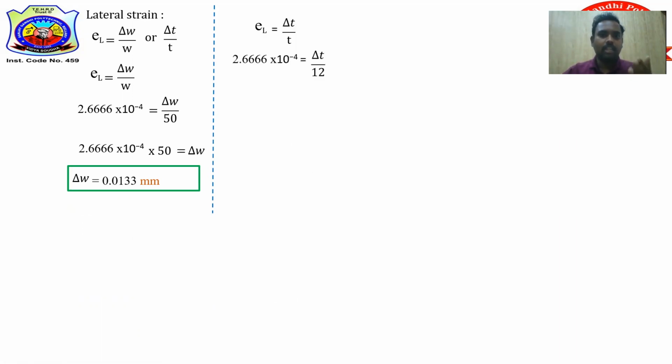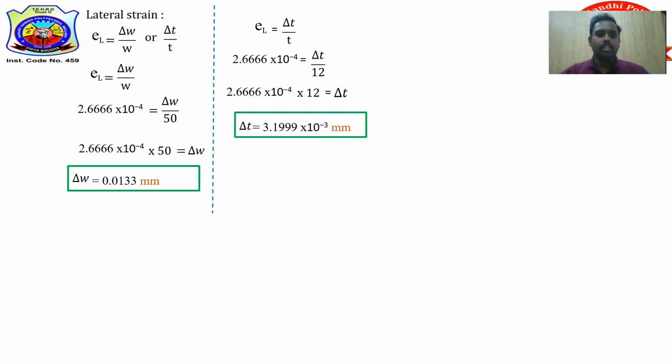On substitution, I'll get this equation, because EL is nothing but 2.6666 into 10 power minus 4, delta T as it is, and in place of T, I'll put 12. On cross multiplication, I'll get the value of delta T as 3.199 into 10 power minus 3 mm. This is the value for delta T.